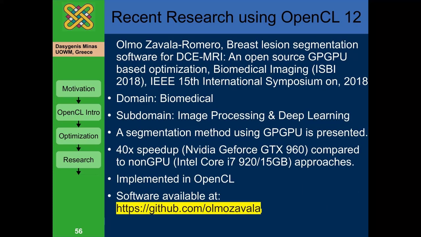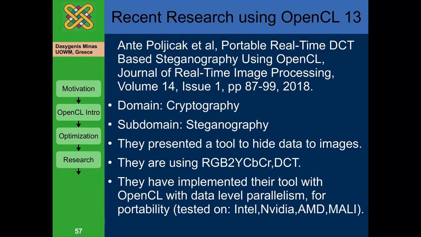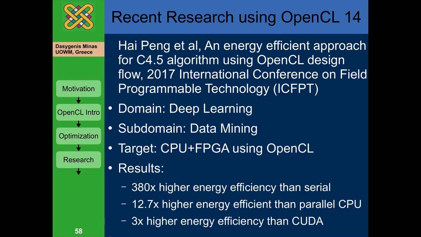Three more papers, biomedical, they're using GPU, using OpenCL, and achieve 40% speed up, breast lesion segmentation software for MRI, biomedical. In cryptography, and especially on steganography, again, algorithm implemented in OpenCL and achieve great portability, because they tested in various platforms, Intel, NVIDIA, AMD, and Mali GPU. Deep learning, CPU and FPGA simultaneous usage using OpenCL, so they had a dynamic schedule here, 3 times higher efficiency, and 380 times higher energy efficiency than serial.